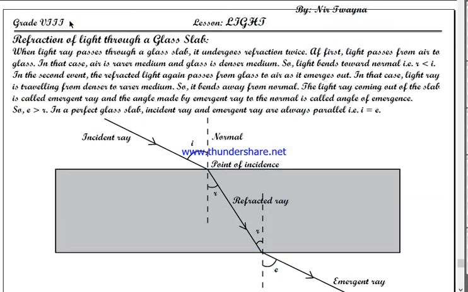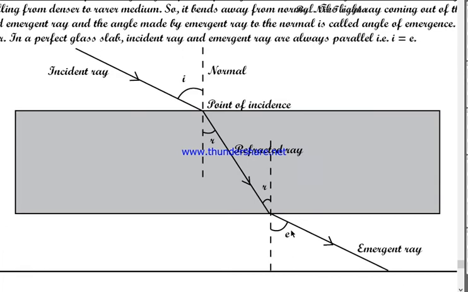Refraction of light through a glass slab. When a light ray is in air, coming from the source of light, this light ray is called the incident ray. The angle made by the incident ray with the normal is called the angle of incidence.